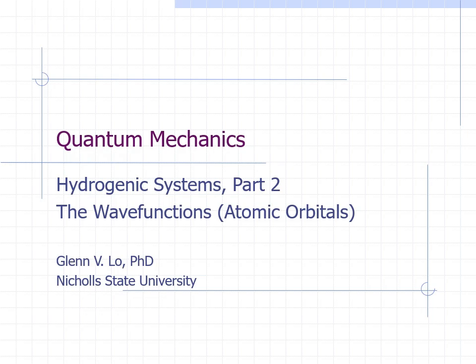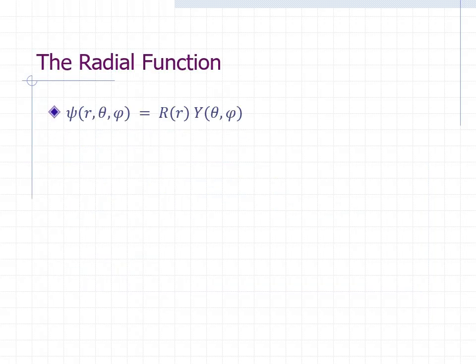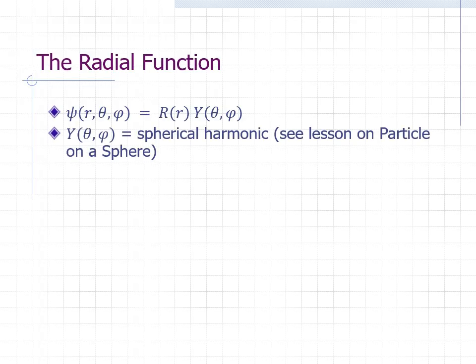In this lesson, we will take a closer look at the hydrogenic wave functions, which are more commonly referred to as atomic orbitals. As we have learned earlier, the electronic wave functions for a hydrogenic system can be written as a function that depends only on lowercase r, times a function that depends on theta and phi. The functions that depend on theta and phi are the spherical harmonics, and we've already examined these functions in detail in our lesson on the particle on a sphere.